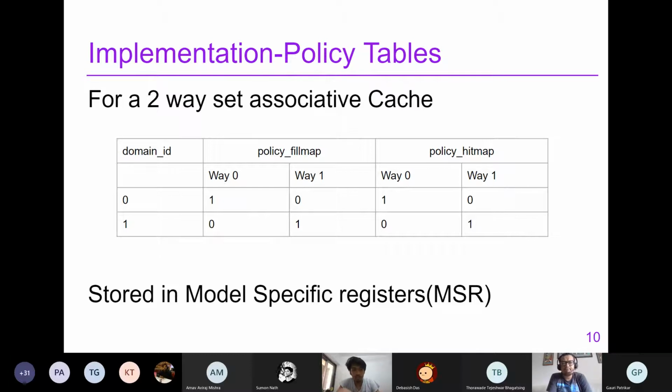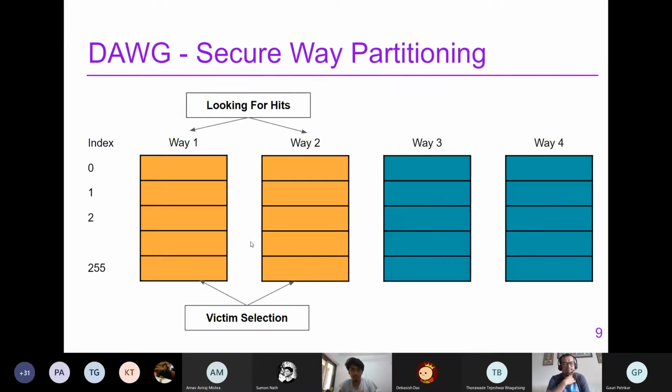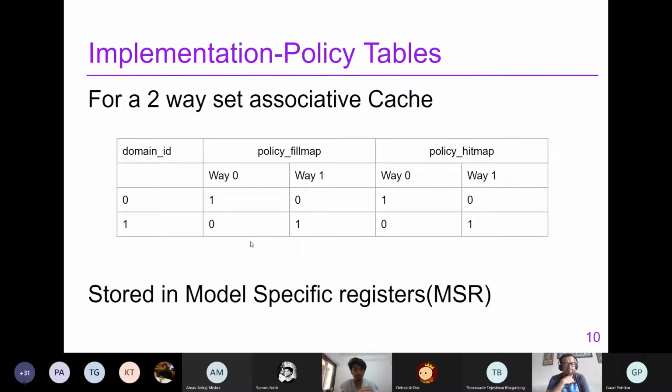So for domain 0, the policy fill map for way 0 is 1. So domain 0 can evict from way 0, but it cannot evict from way 1. Similarly, the policy hit map indicates where this domain can get hits. Again, domain 0 can get a hit from way 0, but cannot get a hit from way 1. And similarly, domain 1 can evict from way 1 and can get hits in way 1, but cannot do that in way 0. So I hope that clears up how that creates the two protection domains, domain 0 and domain 1.